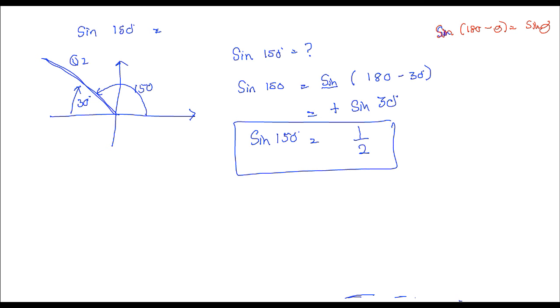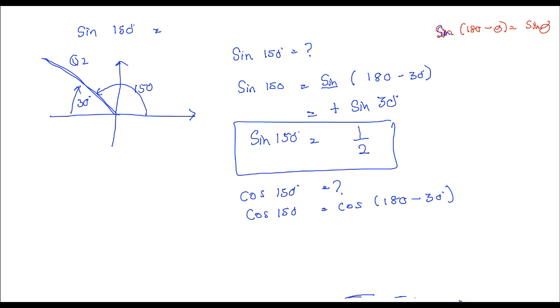Okay, now let's say we have to find, we'll do another question, I'll do it here, cos 150. Same thing, cos 150 equals cos 180 minus 30.